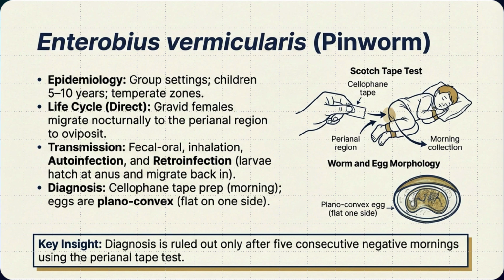Well, the female worm has a very specific behavioral pattern. She lives in the colon, but at night she migrates out the anus to lay her eggs right on the perianal skin. Which perfectly explains the primary symptom, that intense perianal itching. Right, and that itch is actually part of the transmission strategy. The child scratches in their sleep, gets eggs under their fingernails, touches a toy, or puts their fingers in their mouth, and the cycle just restarts.